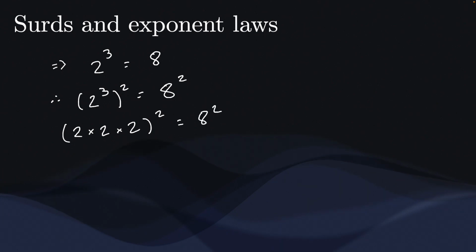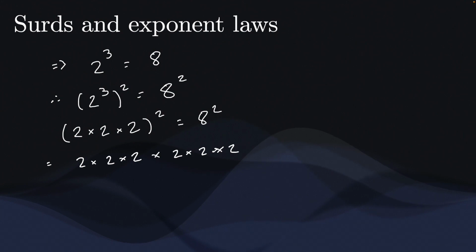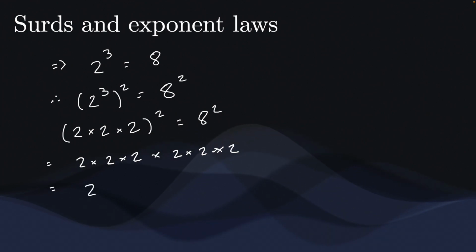But remember what squared just means? It just means whatever's in the bracket squared, times by itself. So it's equal to 2 times 2 times 2, and then times 2 times 2 times 2. What do you notice? Well, how many 2's are there? There's 6 2's. So therefore, we just say that's equal to 2 to the 6.